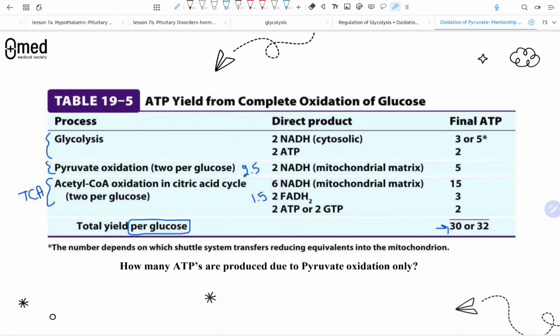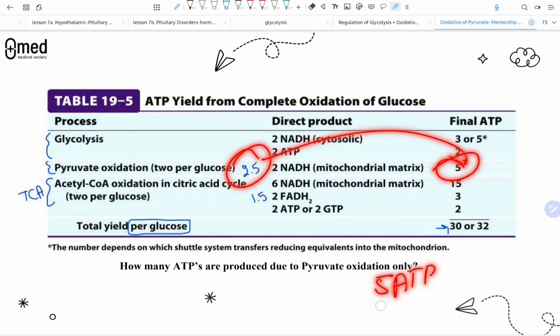So, if she asks you in the exam how many ATPs are produced due to pyruvate oxidation only, what you're gonna think is that, okay, pyruvate oxidation means that I'm gonna have 2 NADH produced. If I have 2 NADH produced, how many ATPs can one NADH form? So it's 2.5, but it's 2, so it has to be 5. So the answer to this is 5 ATP, okay?